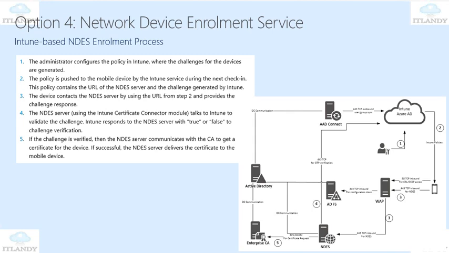process. The NDES server, using the Intune certificate connector module, talks to Intune to validate the challenge. Intune responds with true or false. If the challenge is verified, then the NDES server communicates with the CA to get the certificate for this device. If the process is successful, then you get the certificate. Otherwise, you have to repeat it. When I say you, I'm referring to the device itself by Intune.